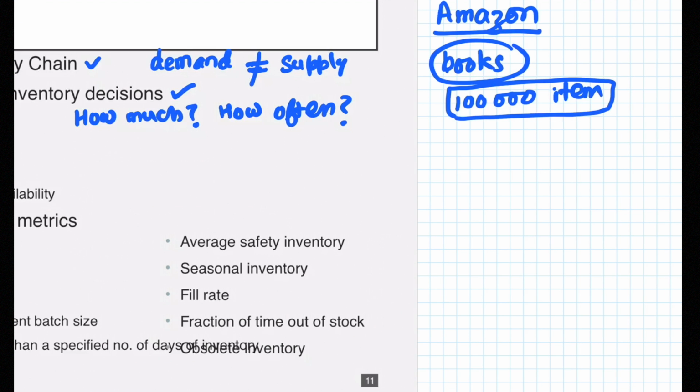So for example, if Amazon orders 100,000 items from a supplier every month, one extreme could be that they order all 100,000 items at once. So there will be only one order and the size of the order will be 100,000. Or they may order 50,000 in the first 2 weeks and 50,000 in the next 2 weeks.